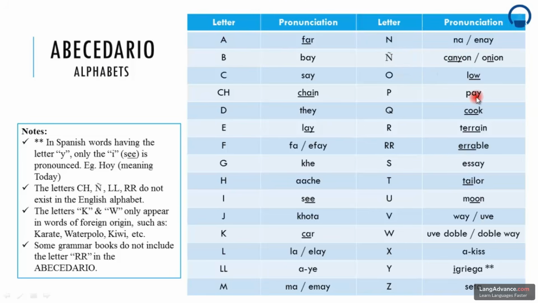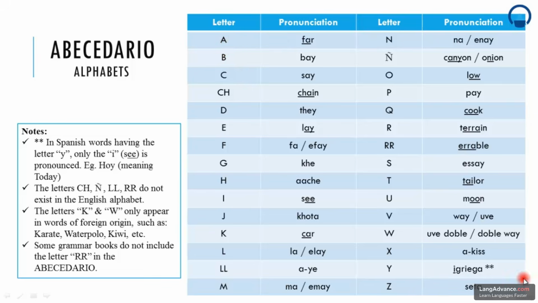O. P, pe. Q, ku. R, ere. Double R, erre. It is just with a stress. S, ese. T, te. U, u. V, ve or uve. W, uve doble or doble v. X, equis. Y, ye. Z, or Z as zeta.